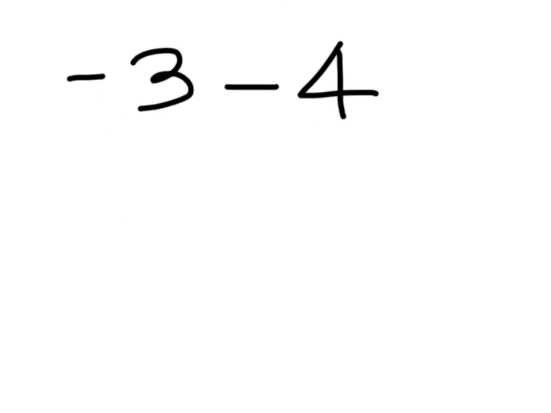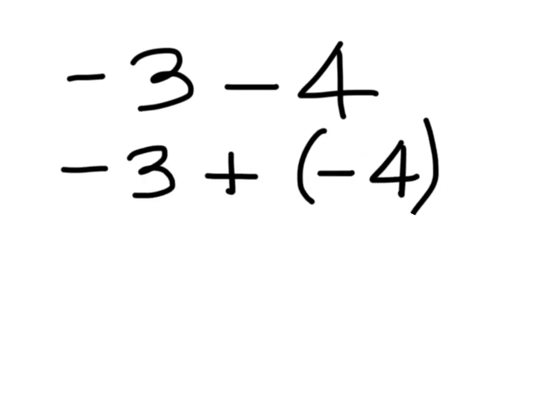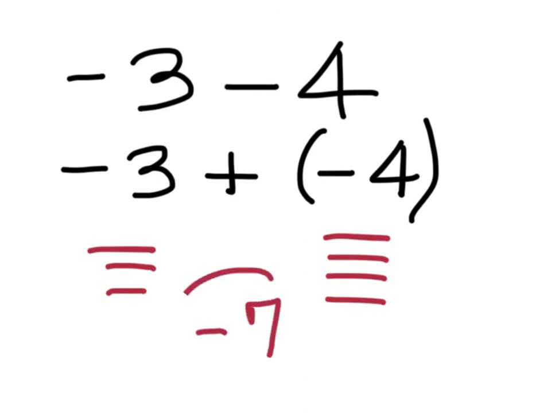If I have minus a positive, that's the same thing as plus a negative. From there you can do 3 negatives, 4 negatives. How many negatives do I have altogether? 7 negatives. So the answer is -7.